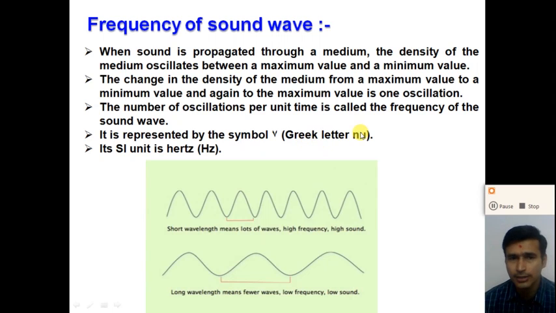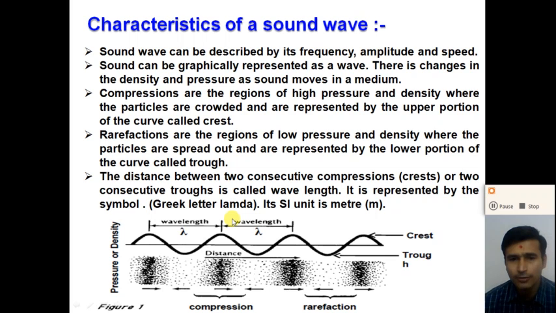Understand what you mean by one oscillation? One oscillation is the change in the density from the maximum value to the minimum value and again to the maximum value, and the number of oscillations per unit time is called the frequency of the sound wave, right? So the number of oscillations in 1 second, from maximum value to minimum value and again to maximum, that is one oscillation, right? And the distance traveled in one oscillation is called the wavelength also.